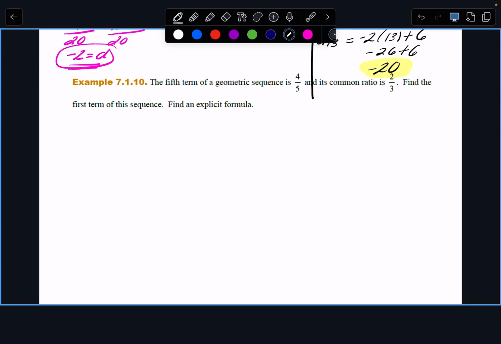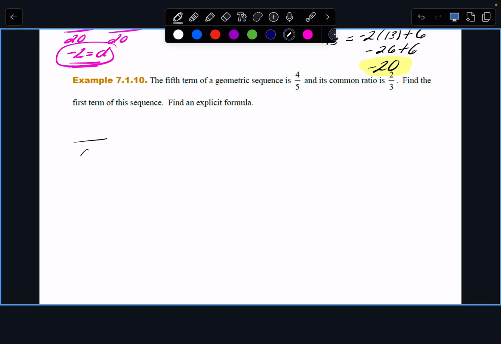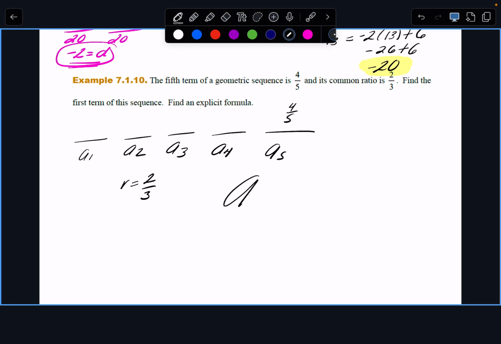This is geometric. You definitely want to see this one. The way they chose to do it last period was, I think, harder than just using the formula. So look. A sub 1, A sub 2, A sub 3, A sub 4. Don't we know A sub 5? 4/5, yeah? And then our ratio is 2/3. What does that mean? We're multiplying by 2/3. It says find an explicit formula. An explicit formula is A sub n equals A sub 1 times r to the n minus 1.